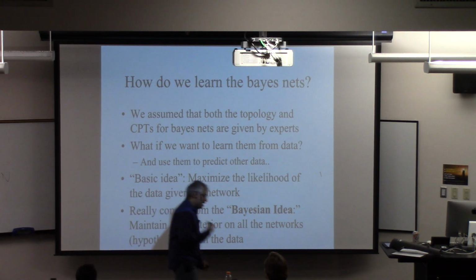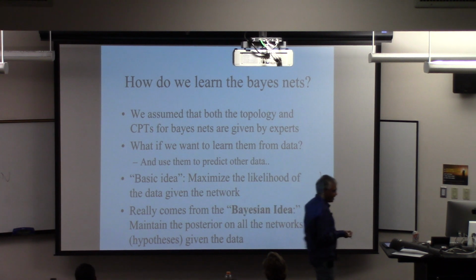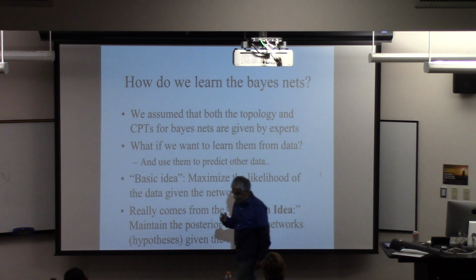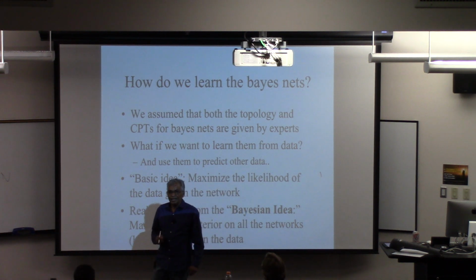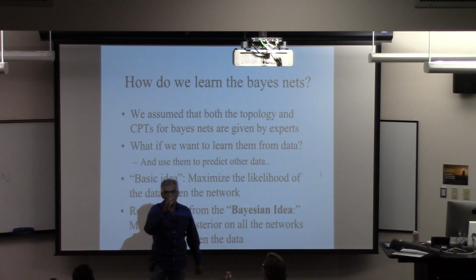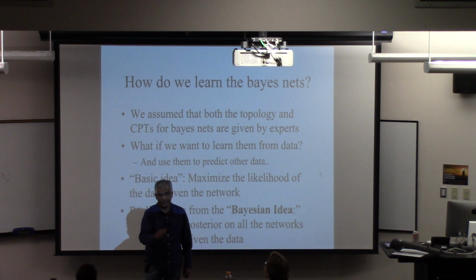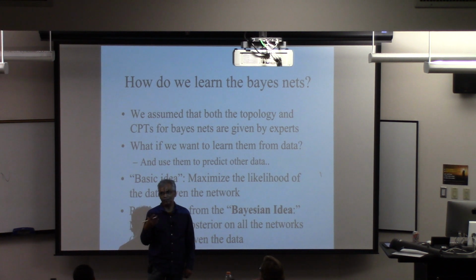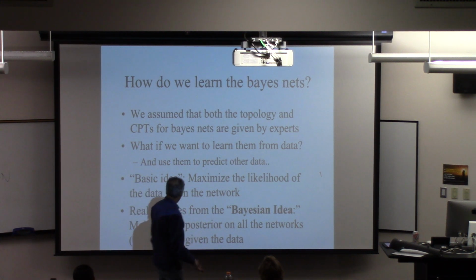And in fact, I don't know how much time we'll have, but when we get to actually learning the topology of Bayes networks, it becomes very clear that maximum likelihood learning is for the birds. It doesn't work. You really have to bring Bayesian learning ideas back in. Otherwise, you can't learn topology correctly. Just keep that in the back of your mind.